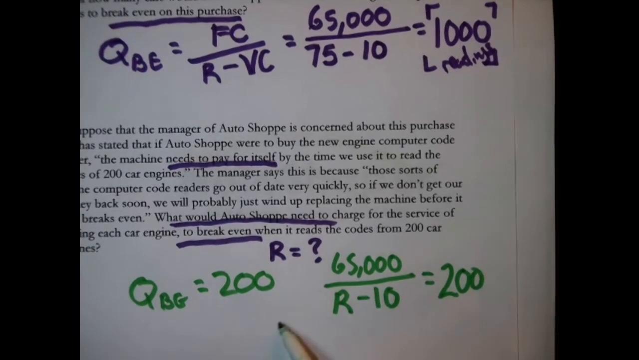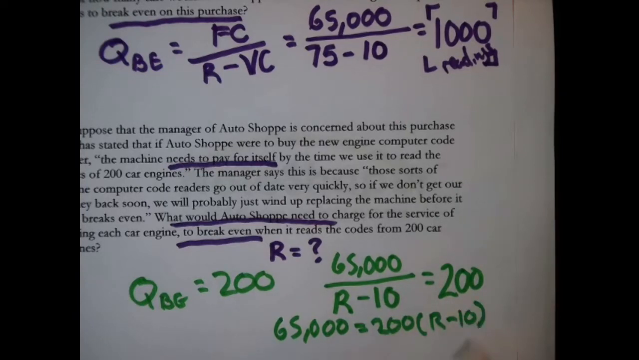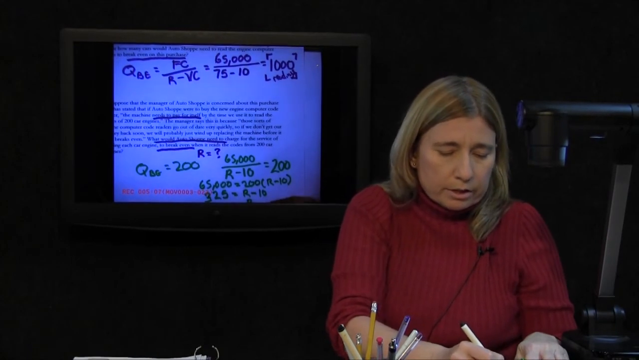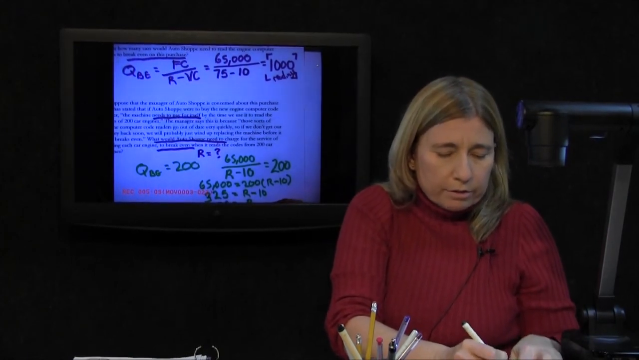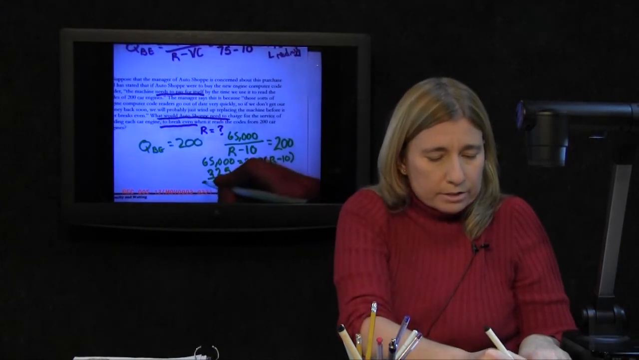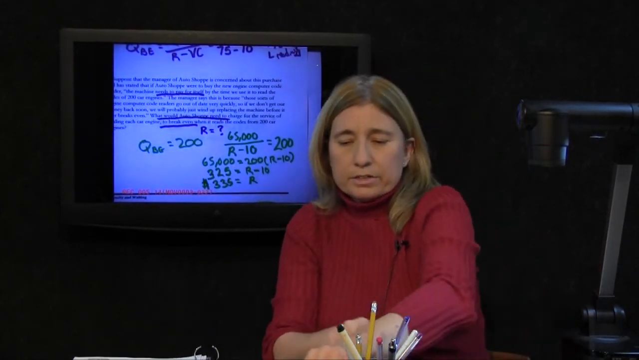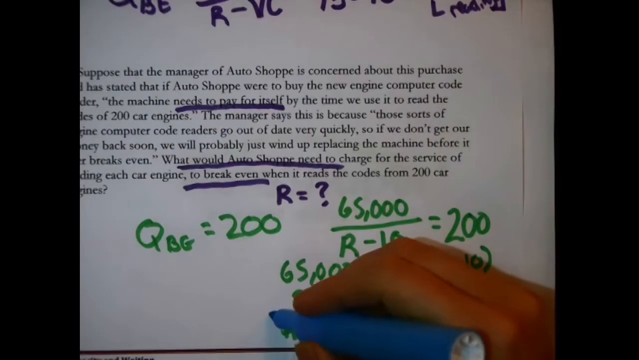That means that 65,000 equals 200 times R minus 10, or the revenue per unit minus 10. I could divide both sides by 200. I did that in my notes and I get 325. 65,000 divided by 200. Then I can add 10 to both sides. There it is: 335. I have solved for R. That is a price. That is the answer to the question right there.